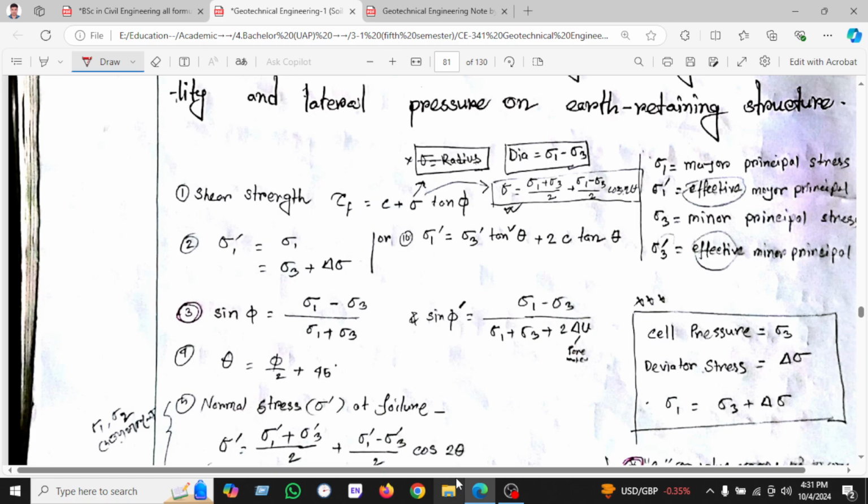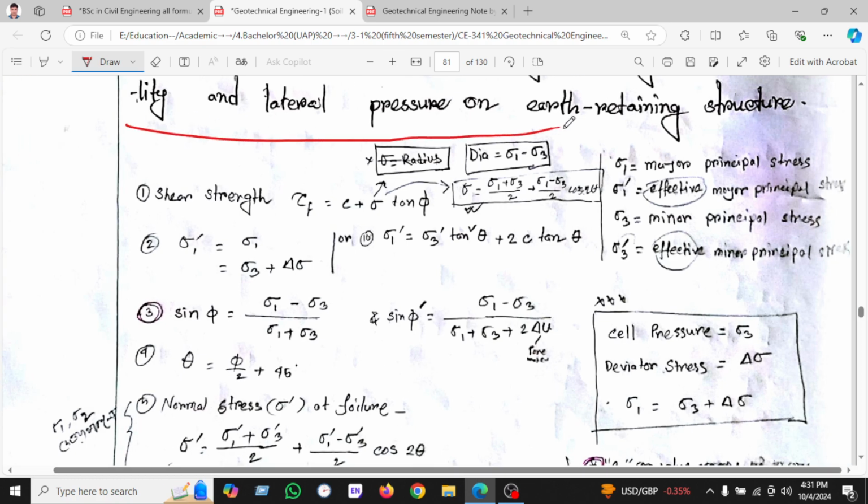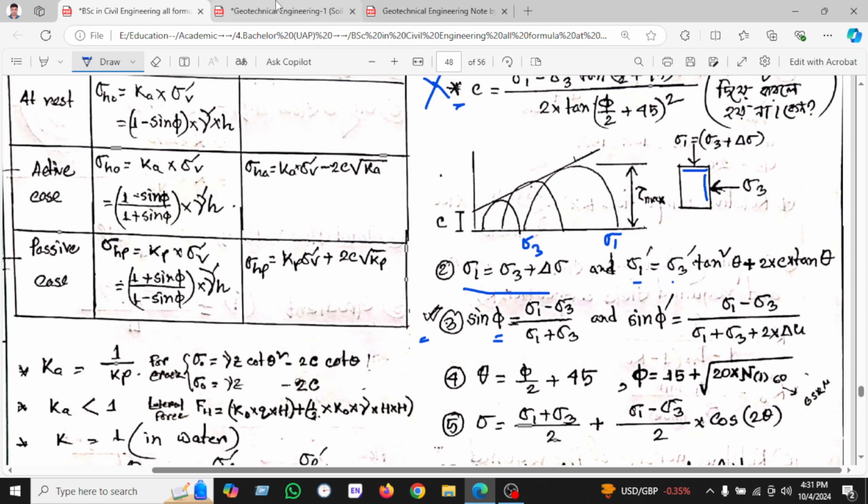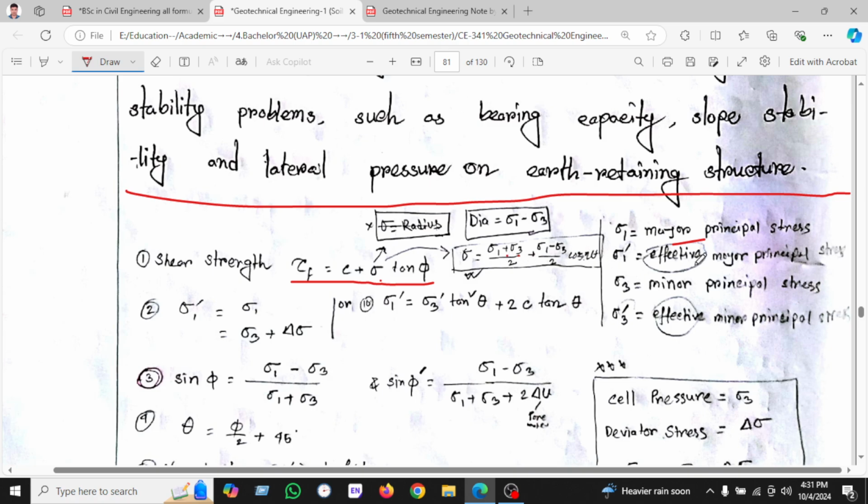Before we discuss that, there is a formula we have to discuss. We know the shear strength, and this is the main formula, tau equals C plus sigma times tan phi. How do we get sigma? Sigma equals sigma 1 plus sigma 3 divided by 2, plus sigma 1 minus sigma 3 divided by 2 times cos 2 theta. Sigma 1 is the major principal stress, as I have already said, and sigma 3 is the minor principal stress, and sigma 1 prime is the effective major and sigma 3 prime the effective minor.